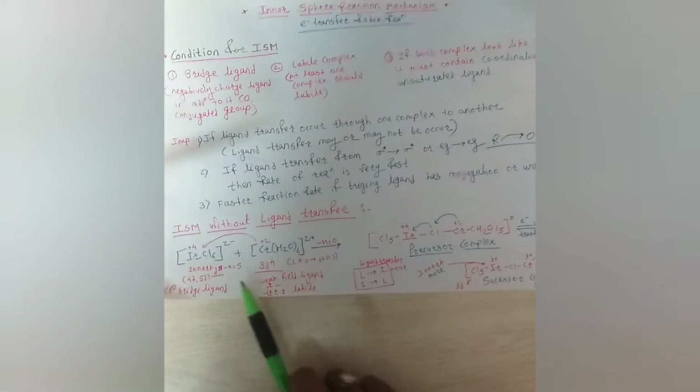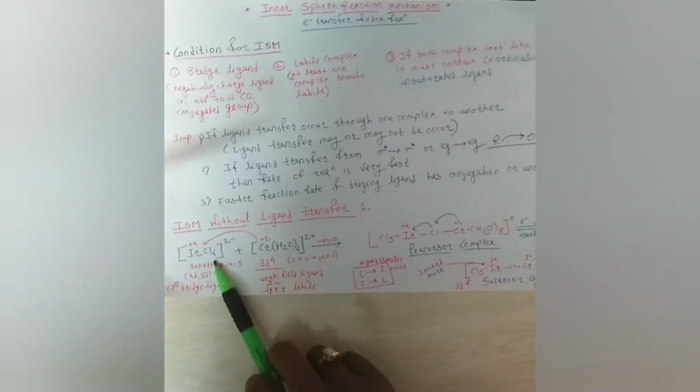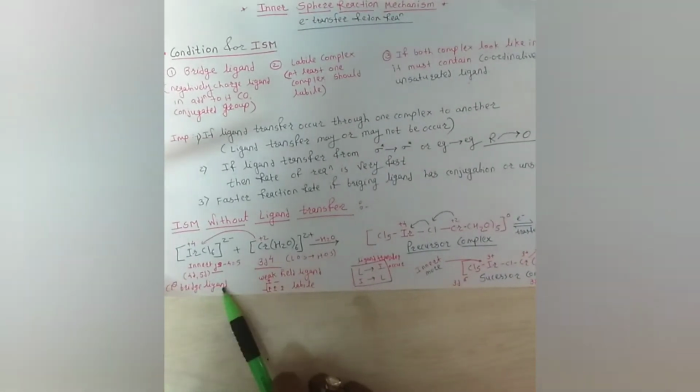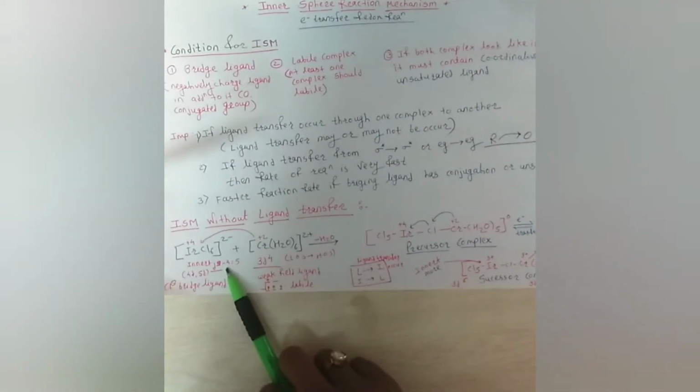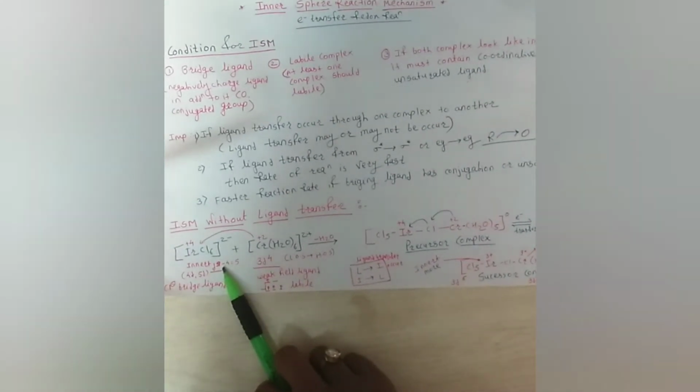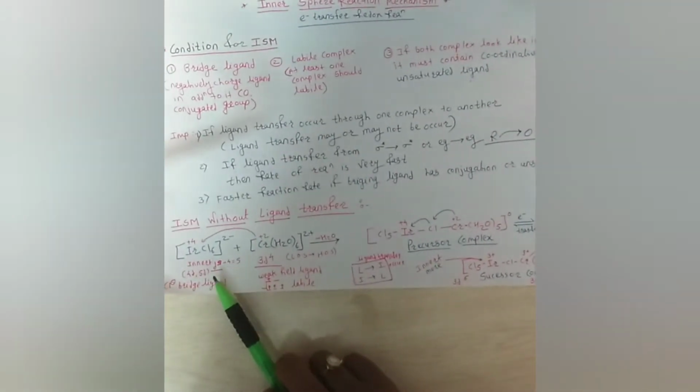Then next, the Cl- ion is present as a ligand and it can act as a bridge ligand. So this complex satisfies the necessary condition of the inner sphere mechanism.